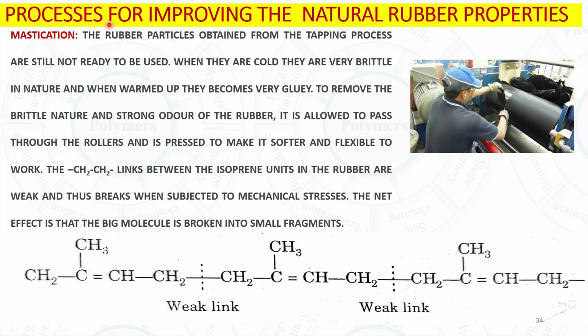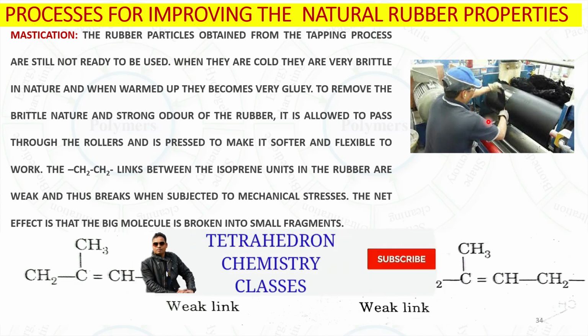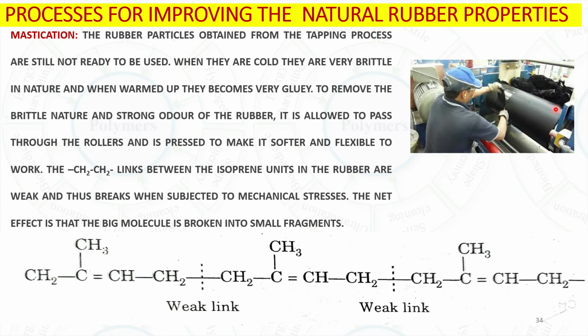Okay, then there must be certain processing which will improve the properties of the rubber. So, processes for improving the natural rubber properties, and one such very important process is mastication. You can see this picture here. This picture shows the process of mastication, right? So this is mastication.